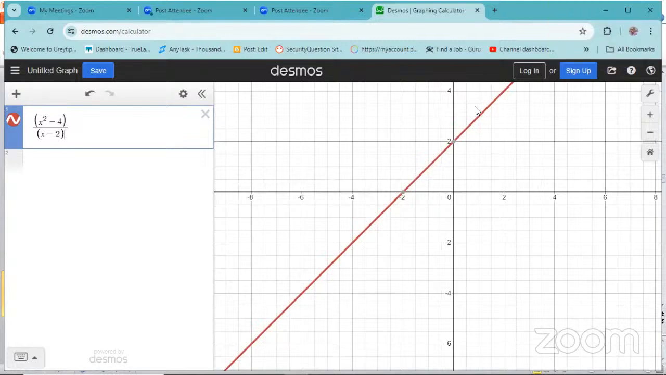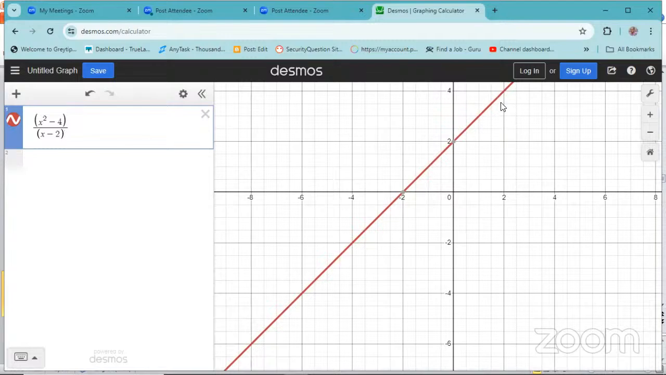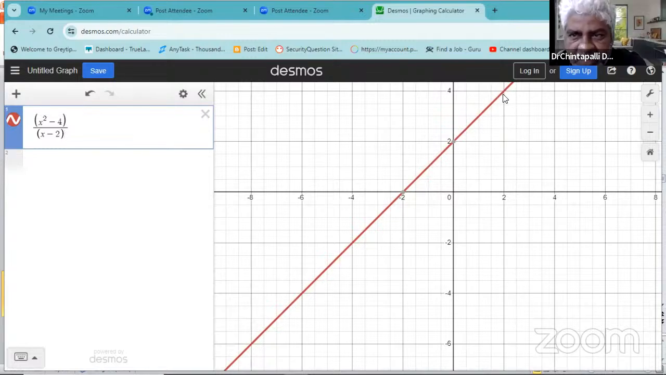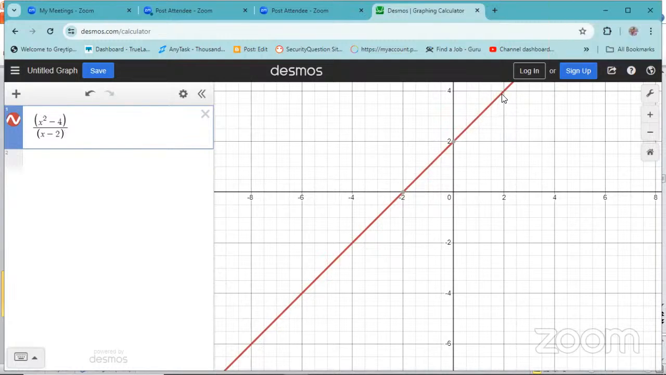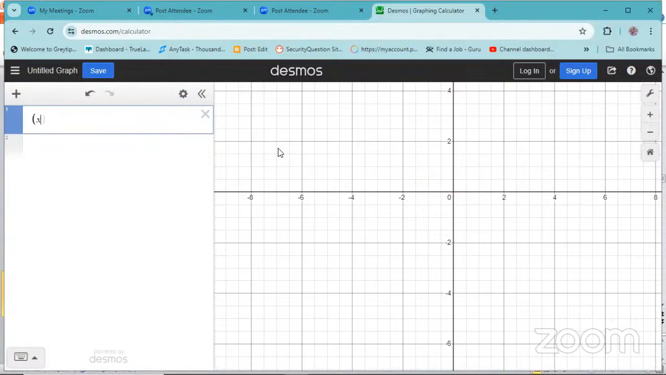It will be 0 by 0 form, so it should be a gap. That means a hole there. At x is equal to 2, there must be a hole, because at x is equal to 2, this function is not defined.